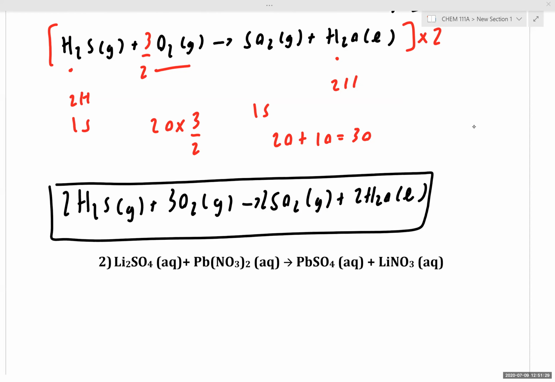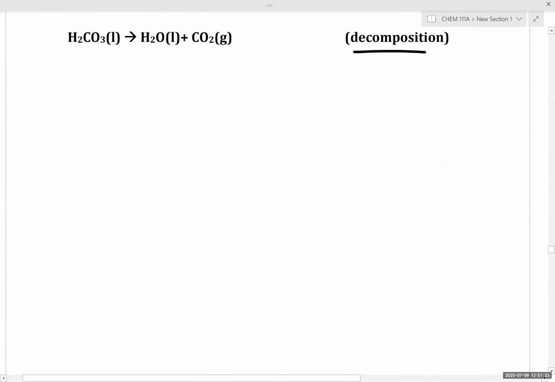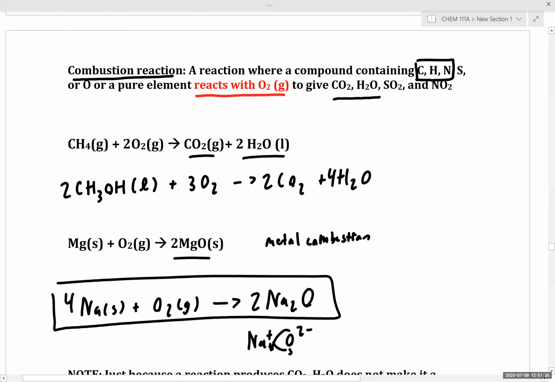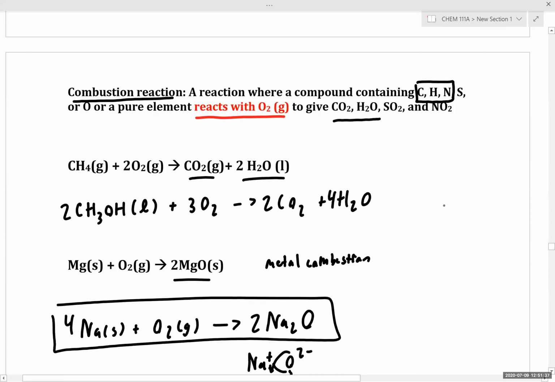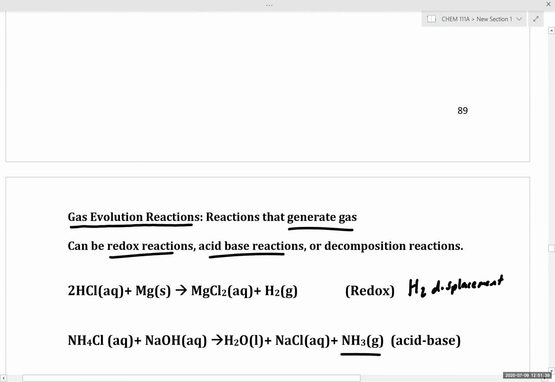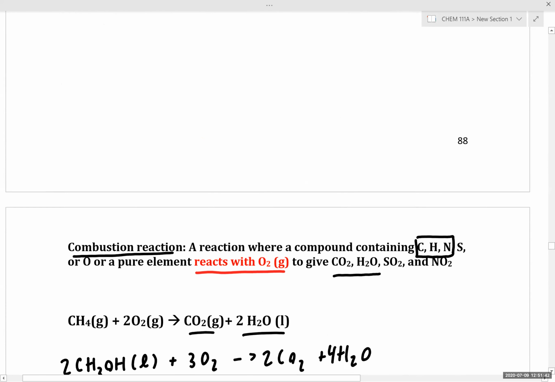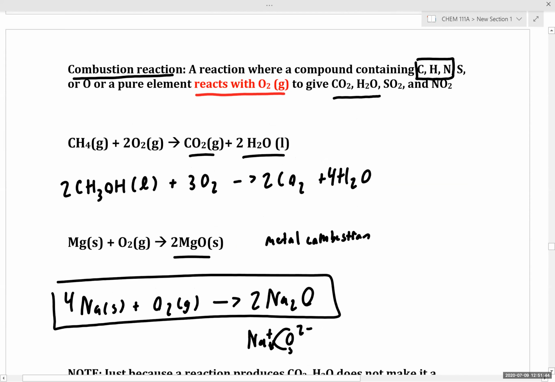Yes, we discussed combustion in, let me show you the page. So we discussed combustion on page 89. Combustion is a reaction where you have a compound containing carbon, hydrogen, and nitrogen reacting with oxygen gas to yield carbon dioxide, water, among other products.